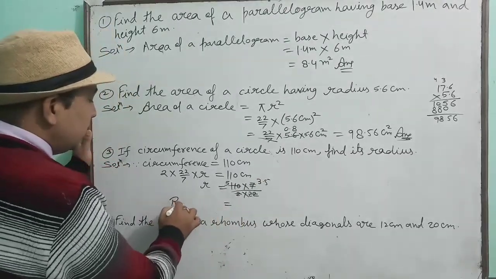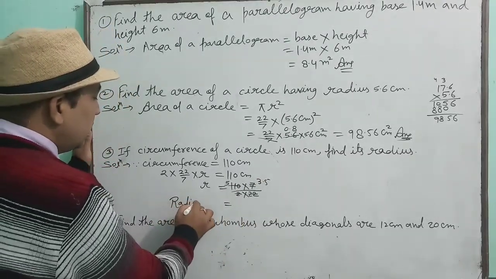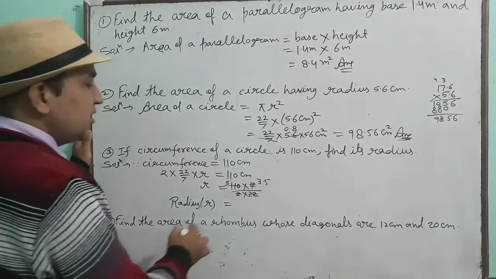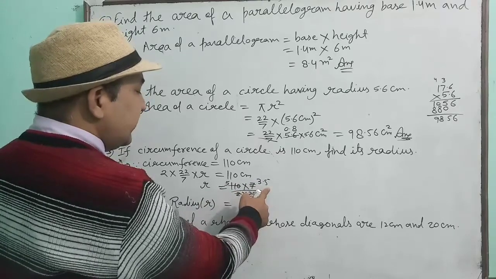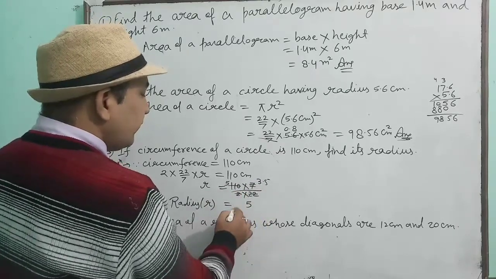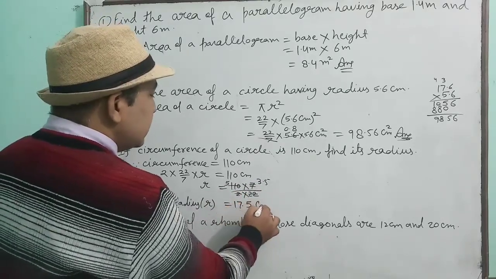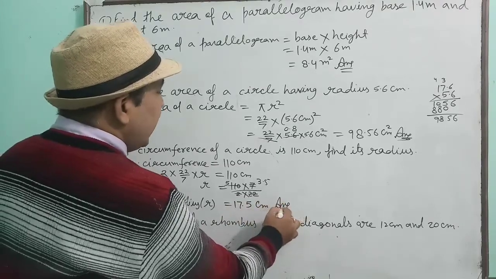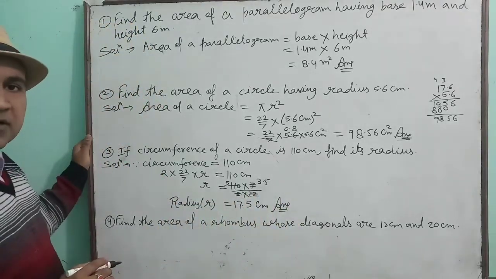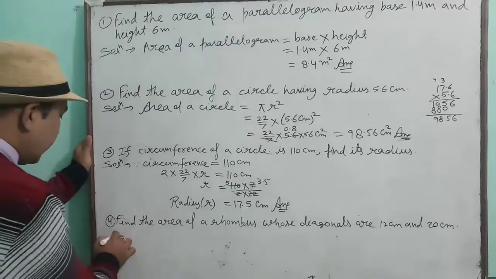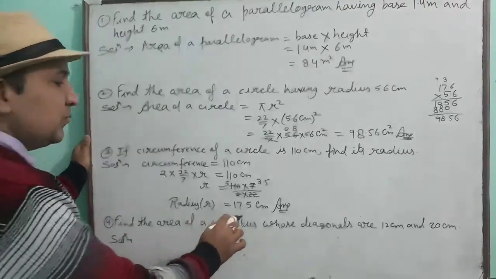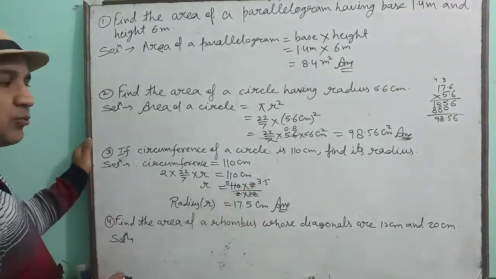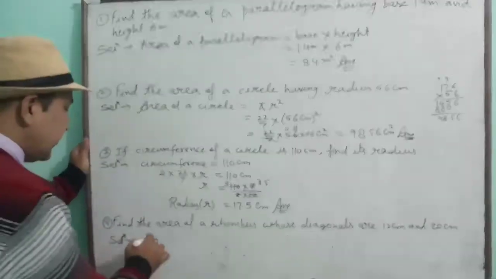That means radius of the circle is equal to 5 into 3.5 centimeter. That means 17.5 centimeter is the radius of the circle. Now see the question number 4. Find the area of a rhombus whose diagonals are 12 centimeter and 20 centimeter.